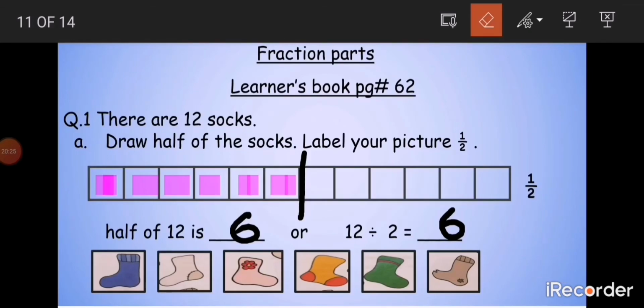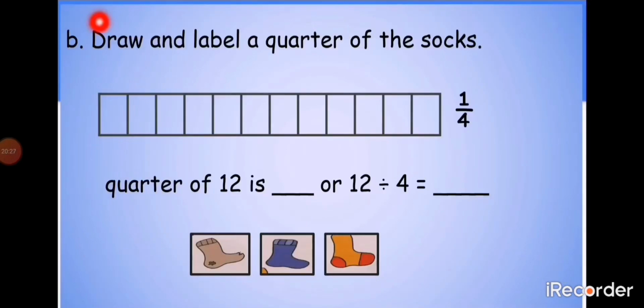Now we are moving towards the B part. Draw and label a quarter of these socks. Now again, I have drawn a 12 squared strip. 1, 2, 3, 4, 5, 6, 7, 8, 9, 10, 11, 12. There are 12 squares. Please use your scale and draw a line around 12 squares and partition like that. Make proper 12 squares. Write 1 by 4 here.